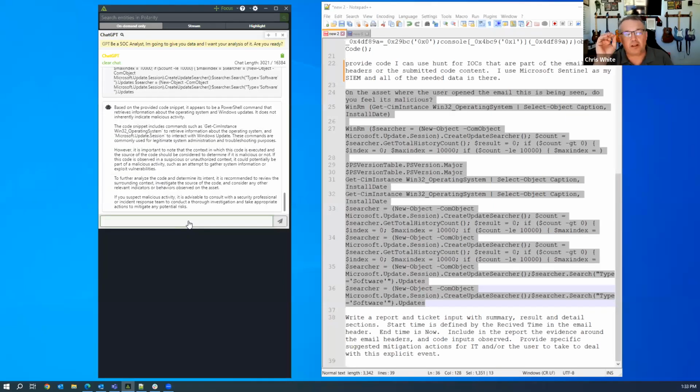I can spend time going line by line to decipher it and figure it out. Or I can drop it in here and it'll tell me it's a PowerShell command that retrieves information about the operating system and Windows updates. It doesn't necessarily mean it's malicious. I do know that this is code that's generated by Tenable or when Tenable's doing its searches.